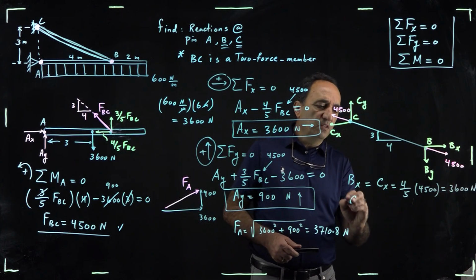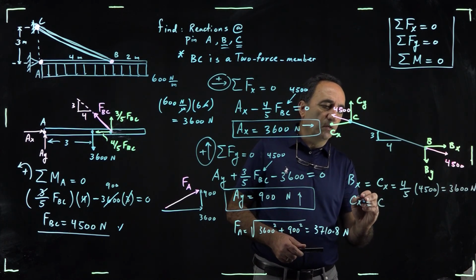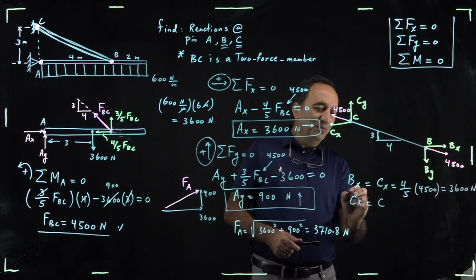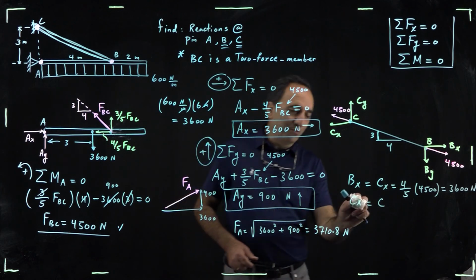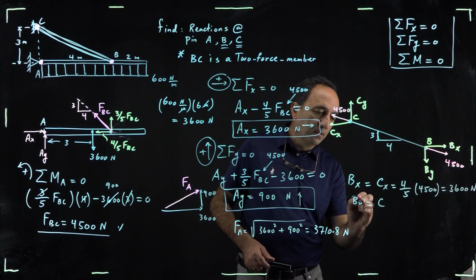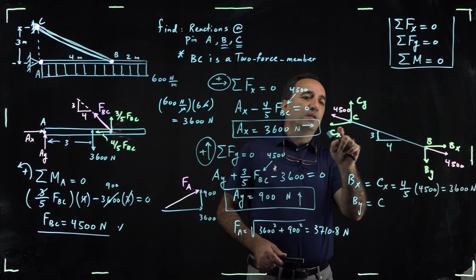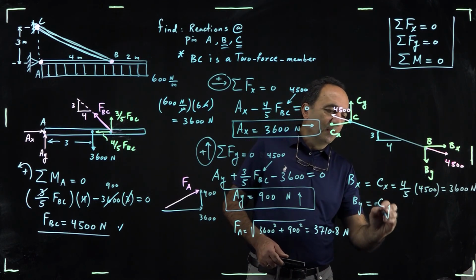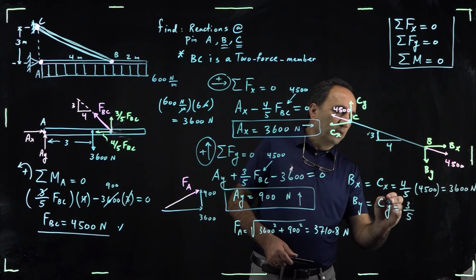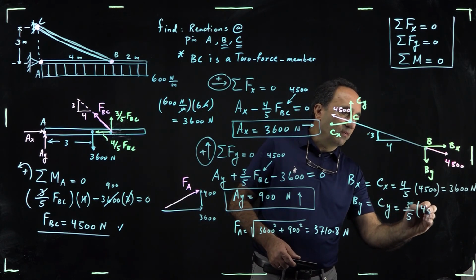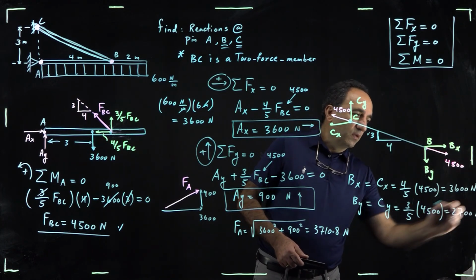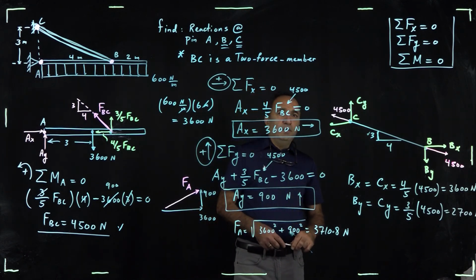And similarly, BY must be equal to CY, and CX must be equal to BX. And that should be then 3/5 of 4,500, which actually becomes 2,700. All right.